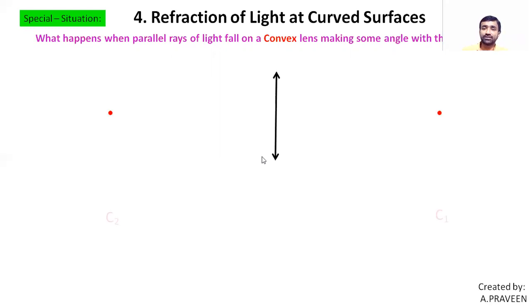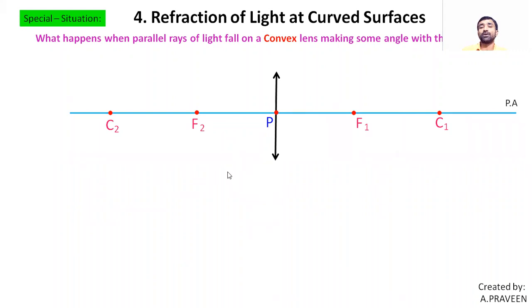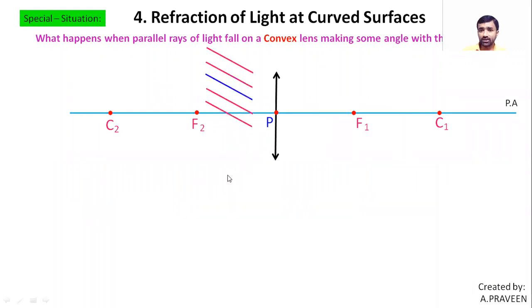So here, look at that, how they are. Simply, we completed all the terminology in the diagram. Then take the parallel light rays that are making an angle with the principal axis. So look at that. Here these light rays are going to make a certain angle with the principal axis.